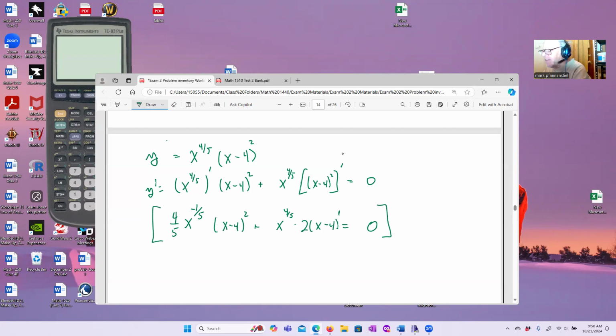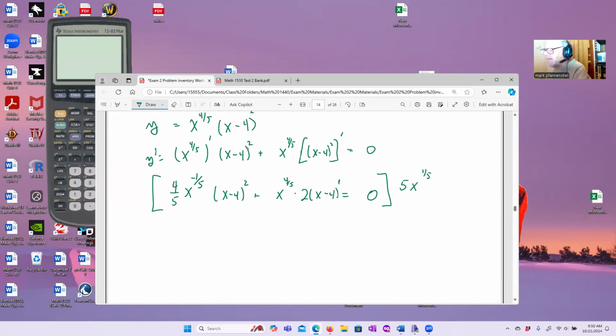I don't like negative exponents, although I'm going to remember it's there, but I'm going to multiply everybody by 5 x to the 1/5 power. Let's see what happens. The 5 is going to cancel with that 1/5, so we get 4. This x to the negative 1/5 is just going to go away, so we're just going to end up with (x minus 4) squared plus 5 times 2 is 10. X to the 1/5 times x to the 4/5 is just going to be x to the 5/5. We're just going to call that x times (x minus 4), set it equal to 0.